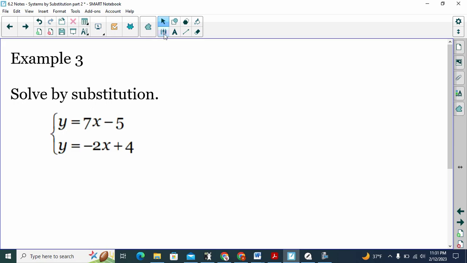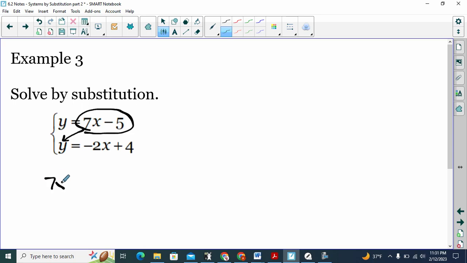Start by substituting. In this one, I have y equals and then I have y equals. So it doesn't matter which one you start with. I'm going to start with the top one here. Y is equal to 7x minus 5. So I'm going to take 7x minus 5 and plug it in for the y. You could have taken negative 2x plus 4 and plugged it in for this y. You would get the same answer. So I get 7x minus 5 equals negative 2x plus 4.